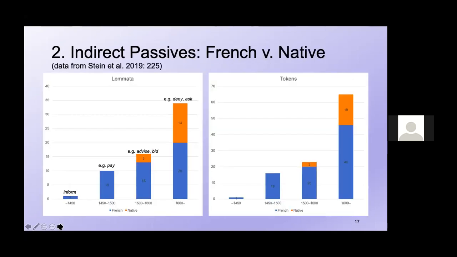And this graph is just based on the data from Stein et al., and it shows the length of time it took for these indirect passives to spread through the lexicon. You can see that even at the latest period, beginning in 1600, there were only a small number of lexemes involved, less than 35. And I should say that due to some methodological differences between their study and ours, in some cases, our figures, which we'll be discussing later, will be slightly different.